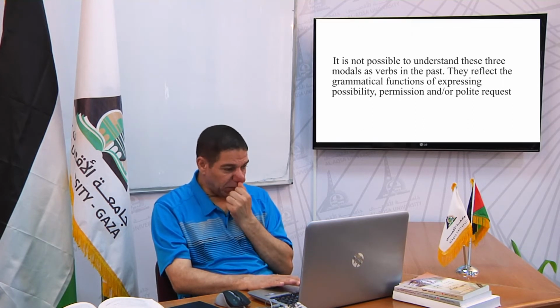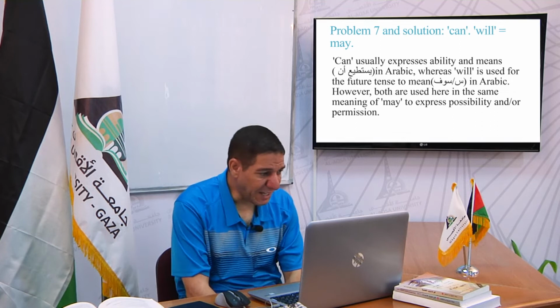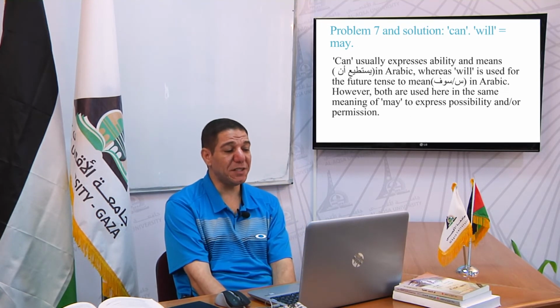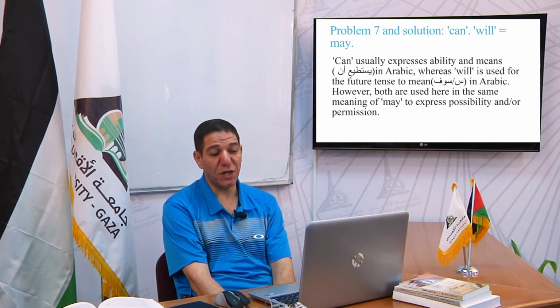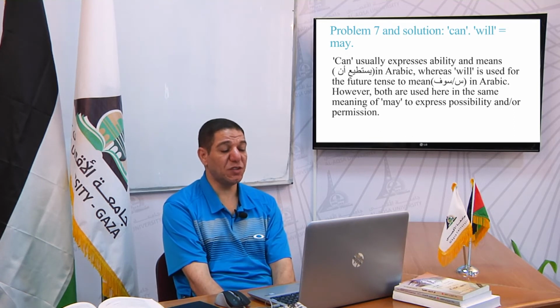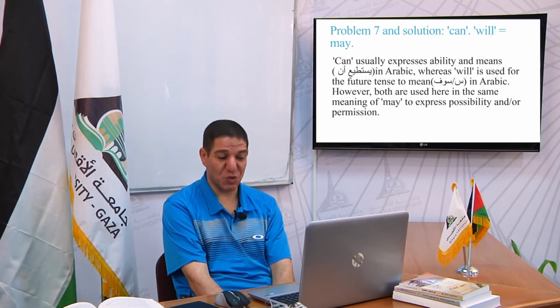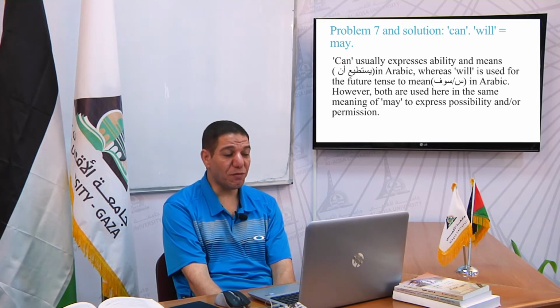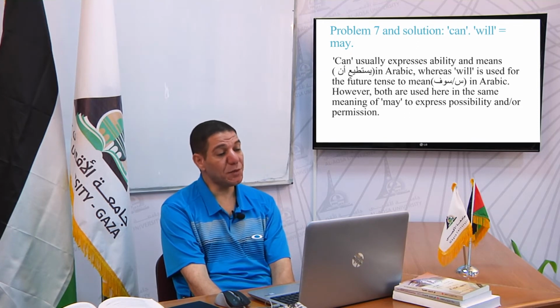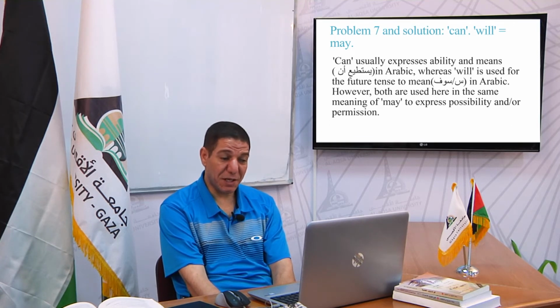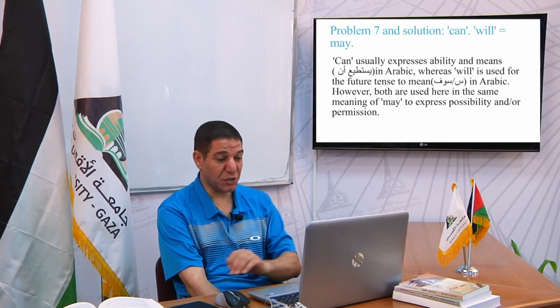Problem 7. Can and will. Can usually expresses ability and means يستطيع أن in Arabic, whereas will is used for the future tense to mean sa and سوف in Arabic. However, both are used here in the same meaning of may to express possibility and or permission. Look, will can mean permission, can give permission.